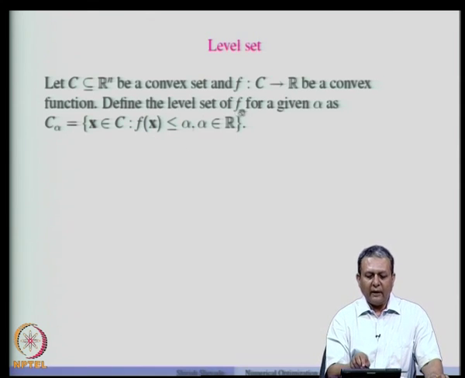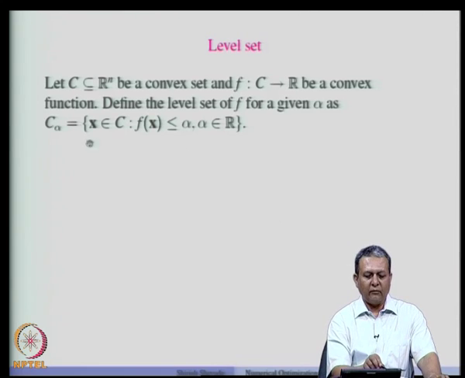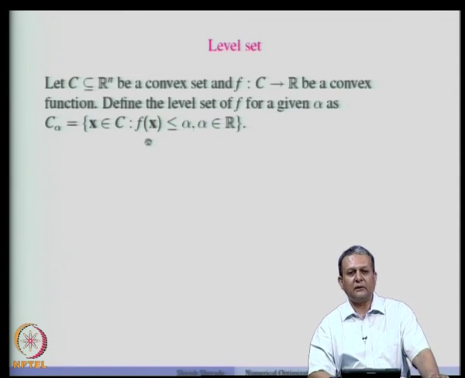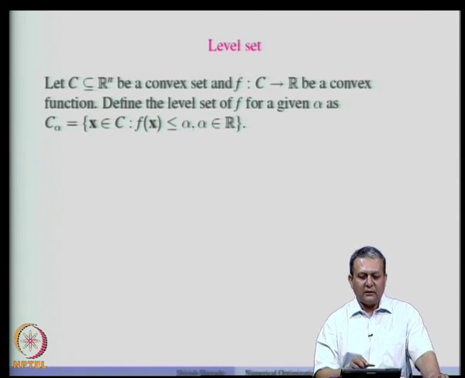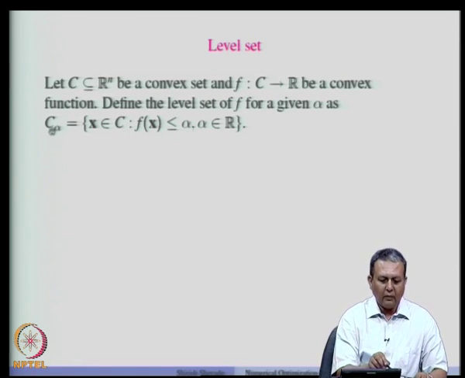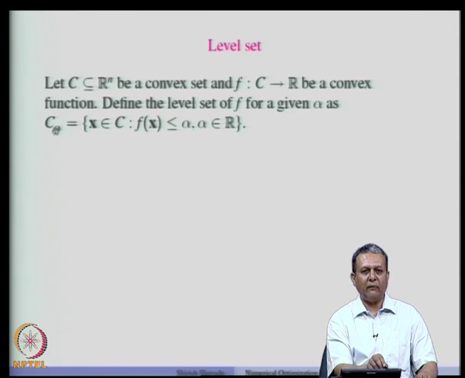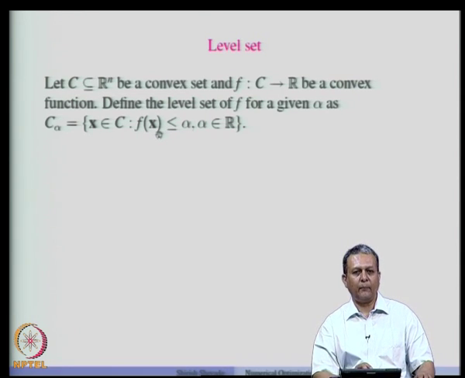Now, the level set of f for a given alpha is determined as the set of all points in the set C such that f of x is less than or equal to alpha, where alpha is a real number. Since this set depends on alpha, we show the dependence in the definition of the level set. So, when we say C alpha, we are interested in the set of all x in the set C such that f of x is less than or equal to alpha.